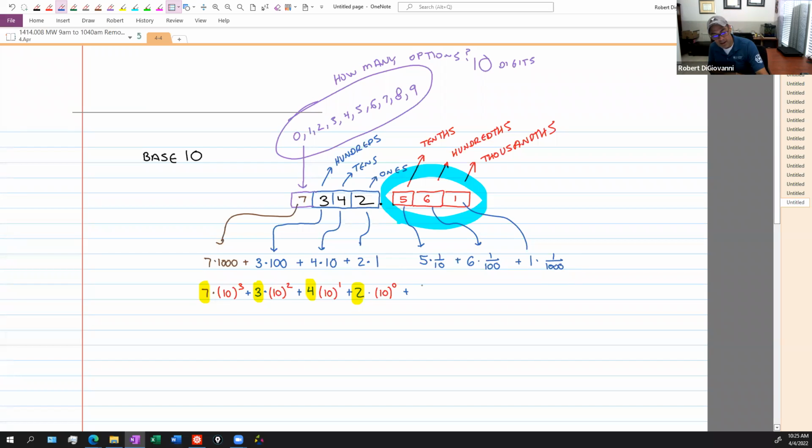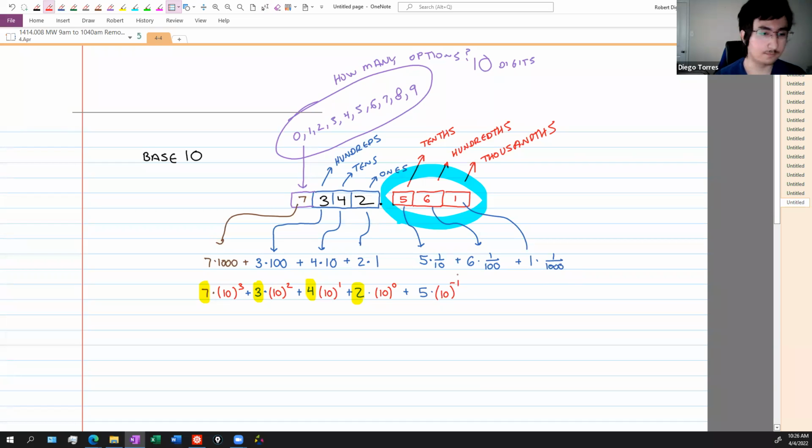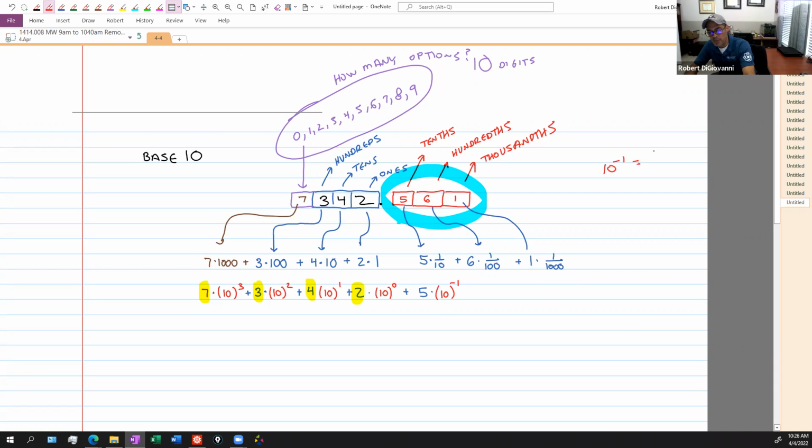But I could write that as 5 times, now what is 1/10 as a power of 10? It's 10 to what power? Negative 1, right? What's 10 to the negative 1? 10 to the negative 1 is the same as 1/10. Property of exponents, you can drop it down. And isn't the 6 a step back here 10 to the negative 2, right? 6 times 1/100 is 1/10 squared. Are y'all seeing the pattern here?